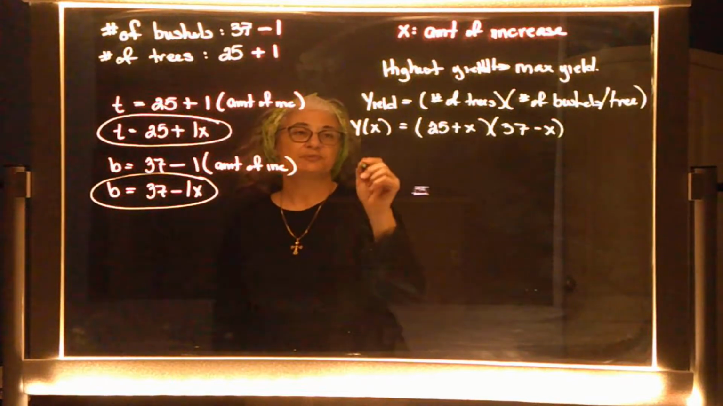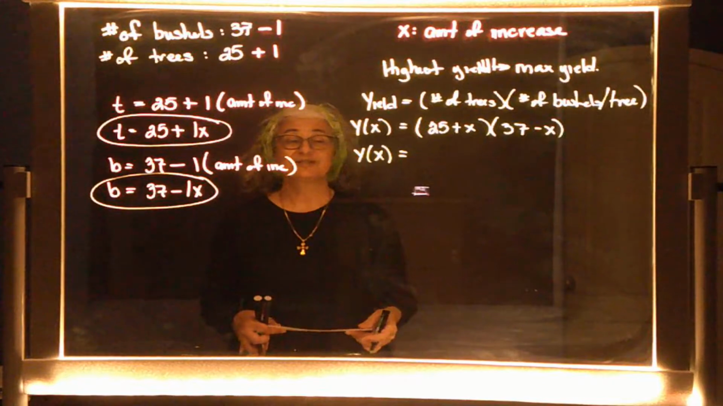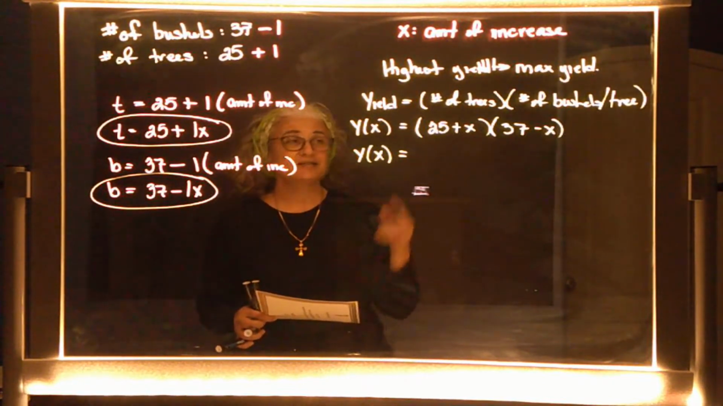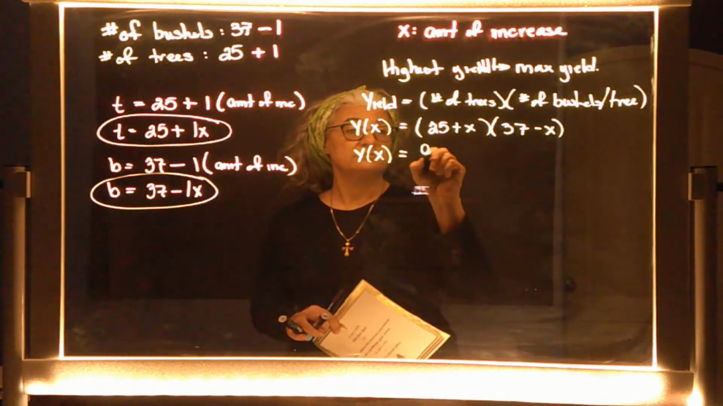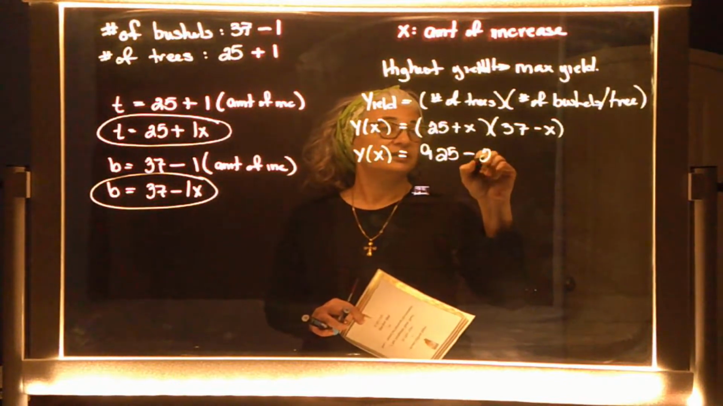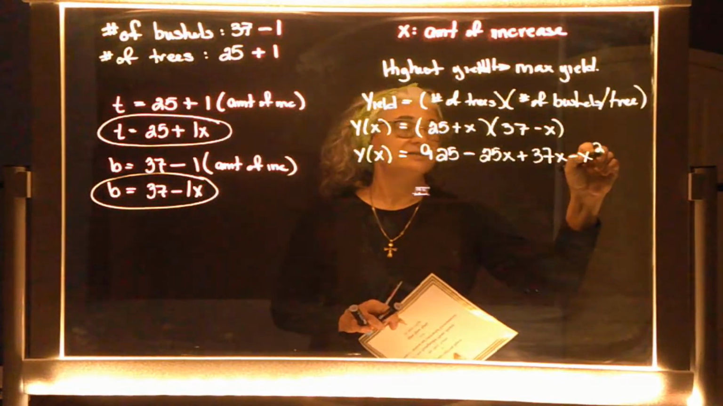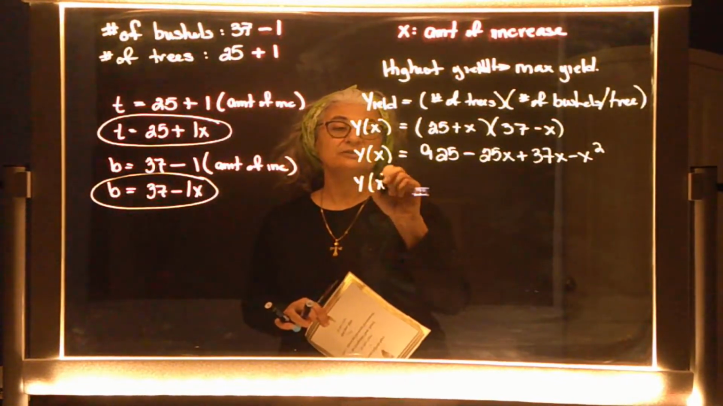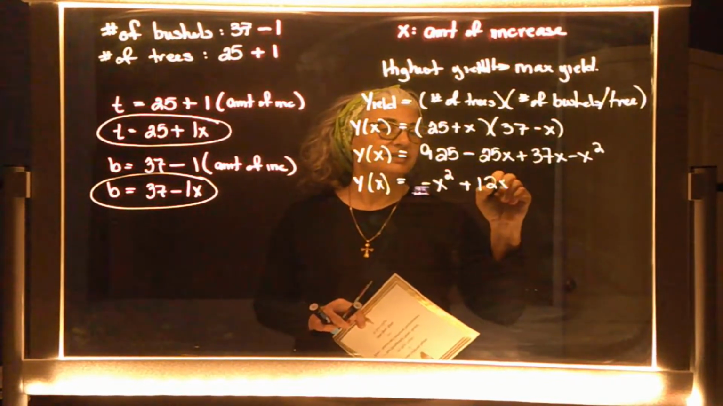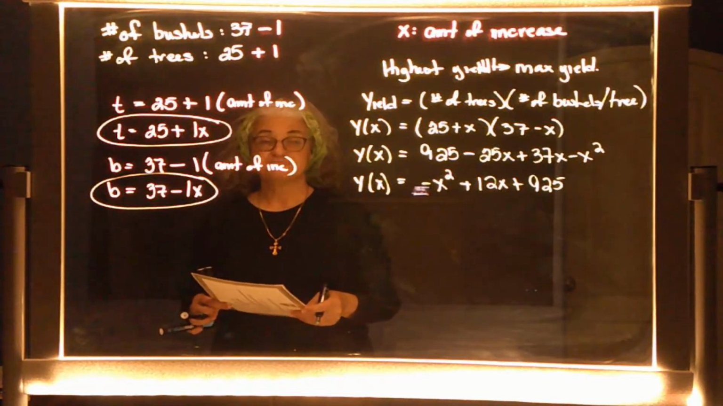Now, we're going to distribute this out. Why? Because I just want a simple, well, it's going to be a second degree equation, but I want to multiply this all out. And, okay, some of you need to see me multiply this out, but I got 925 minus 25x plus 37x minus x squared. So my yield function, written in descending order, is this. Did you get the same thing?